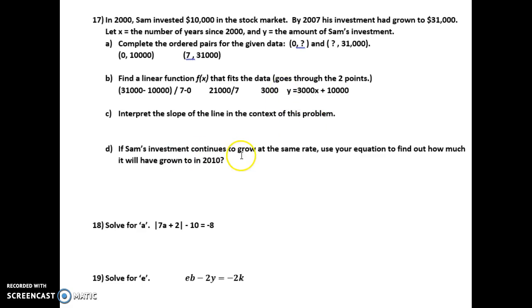So if we continue to grow at $3,000 per year, how much are we going to have in 2010? That's 10 years later. So we can plug a 10 into this formula. We'd have y equals 3,000 times 10, so $30,000 in growth, plus the initial 10,000. Our y value, the amount of our investment, is 40,000.